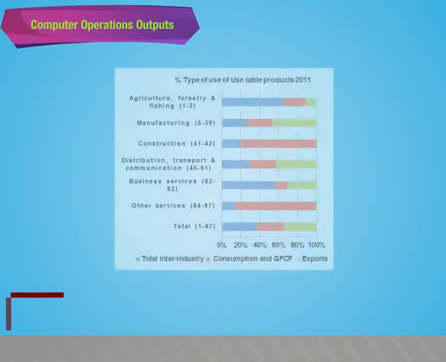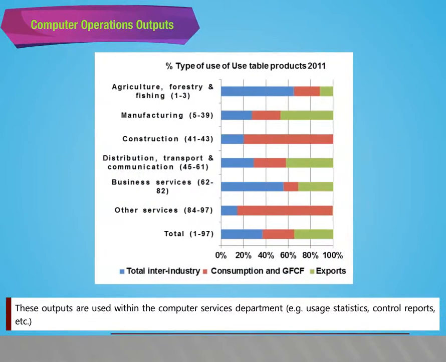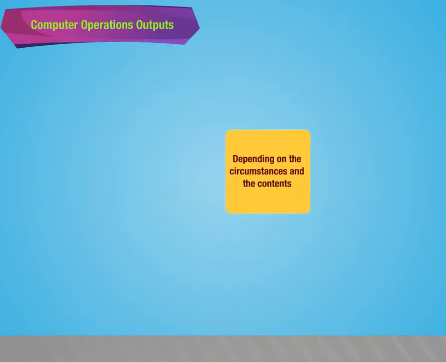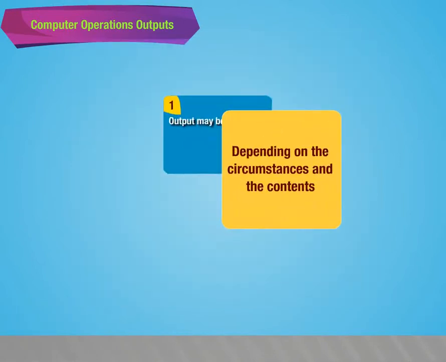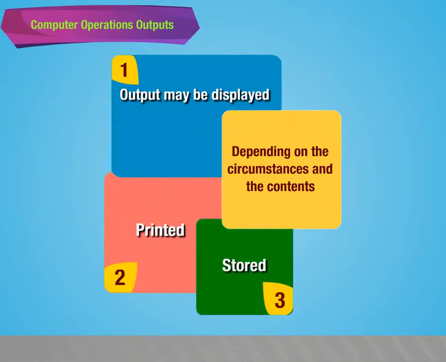Computer operations outputs. These outputs are used within the computer services department, for example, usage statistics, control reports, etc. Depending on the circumstances and the contents, the output may be displayed, printed, or stored.